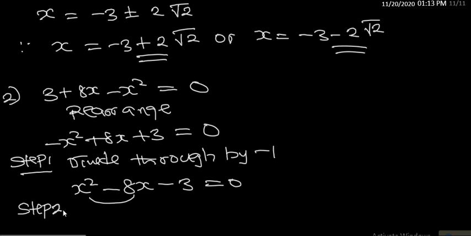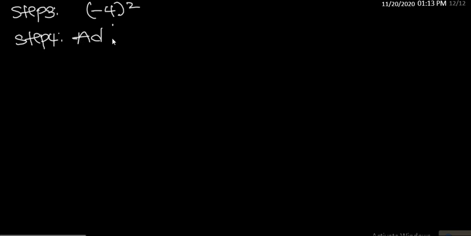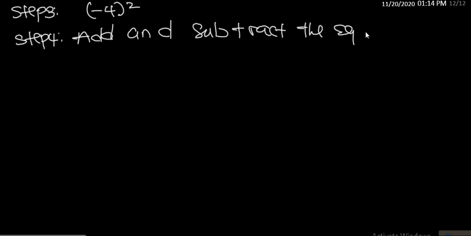We can now start and complete the square of x squared minus 8x. That will take us to step 2. Half of minus 8 equals to minus 8 times half, which is minus 4. Then step 3 is to square the half, minus 4 squared. And step 4, of course you know what to do, add and subtract the square, and then factorize.